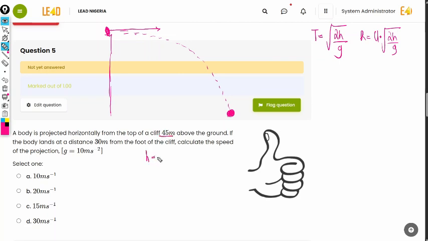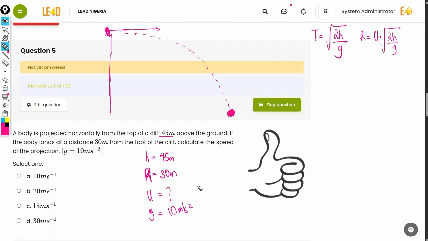So we are given our height as what? 45 meters. And then we're told that the body lands at a distance, so my range is 30 meters. We are asked to calculate u. And we are told that our acceleration due to gravity is 10 meters per second squared. Okay, so I could stick with my gravity as positive 10. If I do that, then that means my range will always also be positive. But if I decide to write my gravity as negative 10, considering the direction, then that means that my range would also have to be negative because the body is falling down.